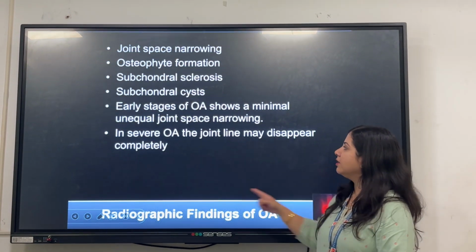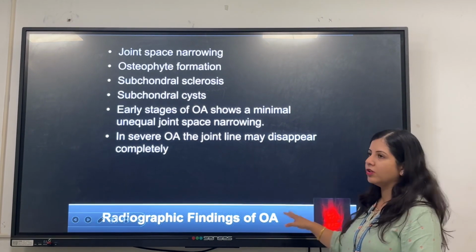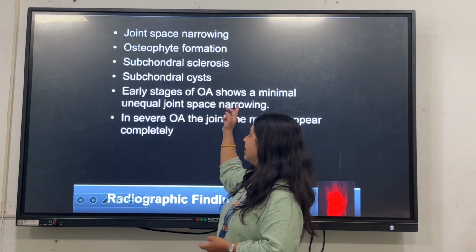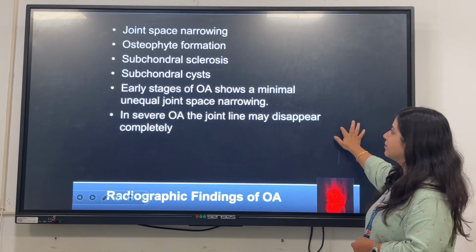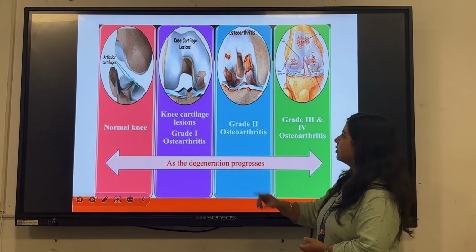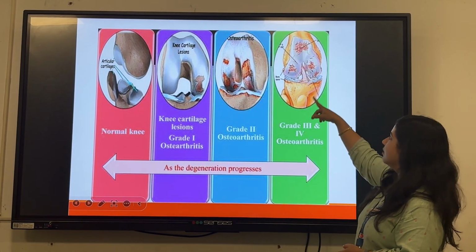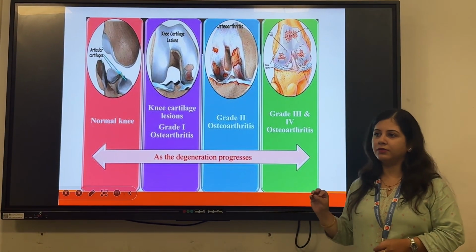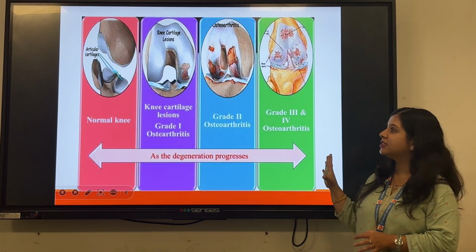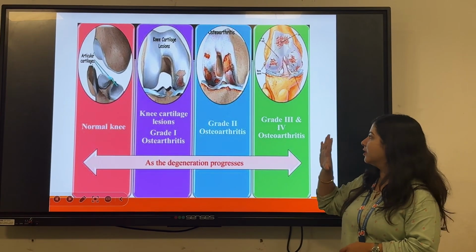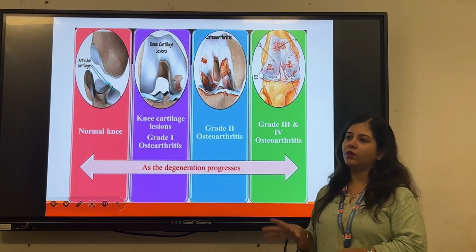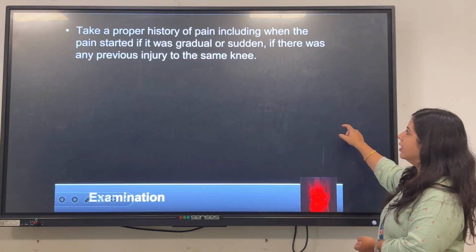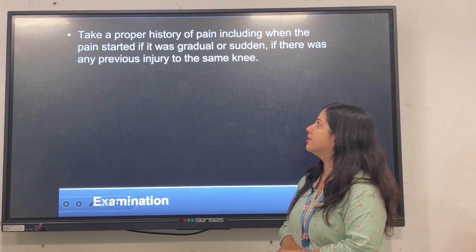Okay, as you have seen this. Radiographically also you will find narrowing of joint space, osteophyte formation, subchondral cyst. So this is grade 1, this is grade 2, and this is grade 3 and 4. Generally total knee replacement is advised after looking at the grades. If it is grade 4, then the doctor will advise total knee replacement. Okay. Now we'll start with the examination part.